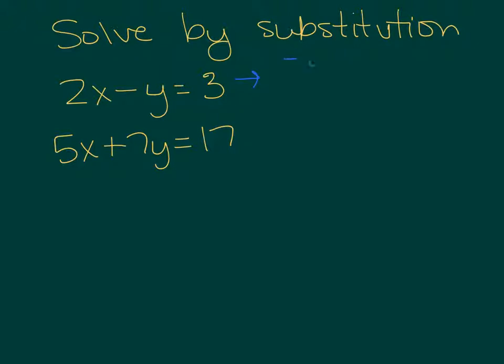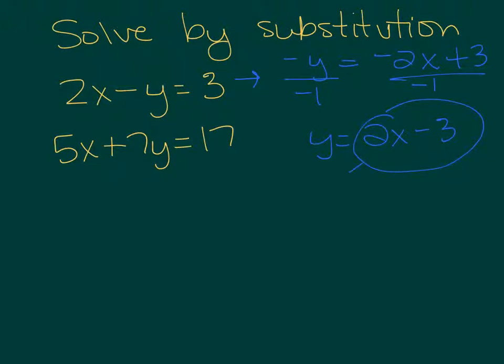So I get negative y equals negative 2x plus 3. Divide everything by negative 1, and we get y is 2x minus 3. So I'm going to take that and I'm going to substitute it in the second equation for y. So we get 5x plus 7 times (2x minus 3) equals 17.